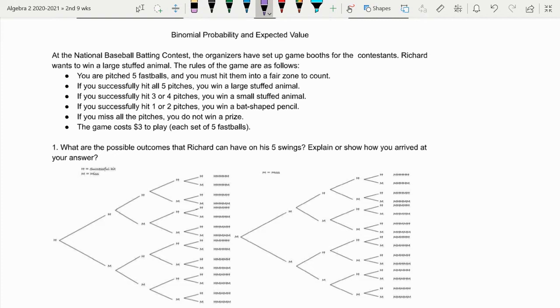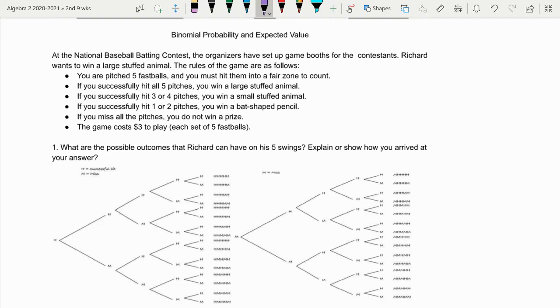If you successfully hit all five pitches, you win a large stuffed animal. If you successfully hit three or four pitches, you win a small stuffed animal. If you successfully hit one or two pitches, you win a bat-shaped pencil. If you miss all the pitches, you don't win a prize. The game costs $3 to play, and you get each set of five fastballs. So $3, get five fastballs.